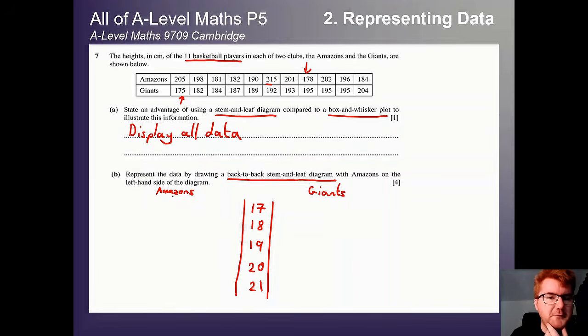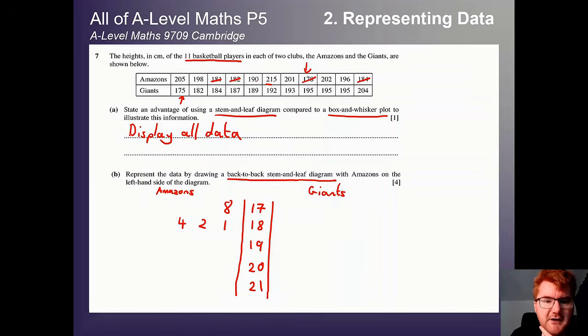So we first of all focus on the Amazons. The only 171 I see here is an 8. So I'm going to pop an 8 here, cross it off as I go along. Then we've got the 8s here, so 181, 182, 184. Notice I'm crossing it off as I go. That really helps me keep track here.